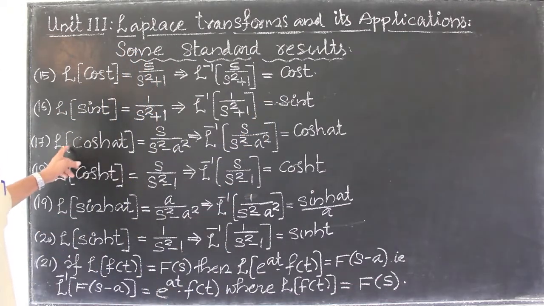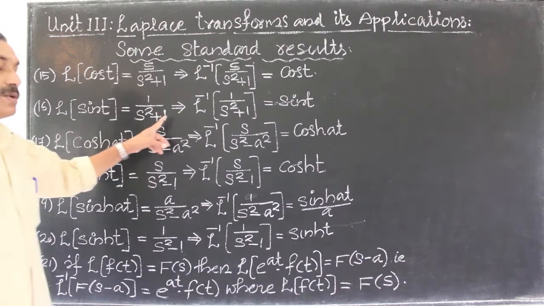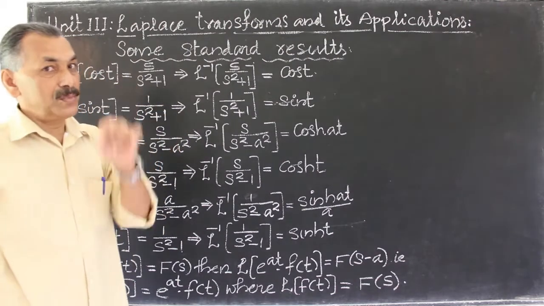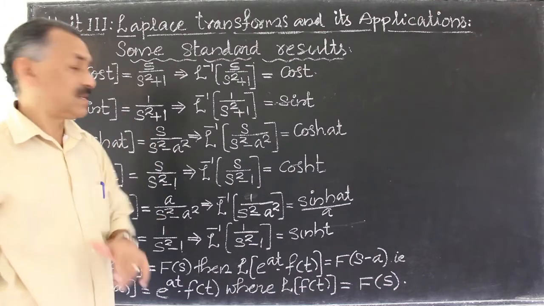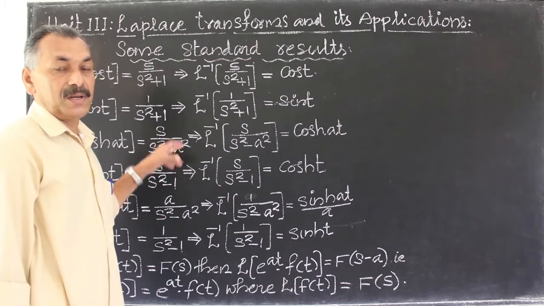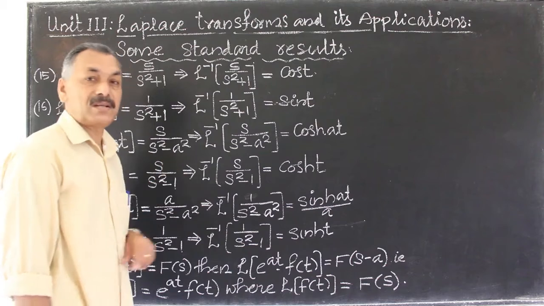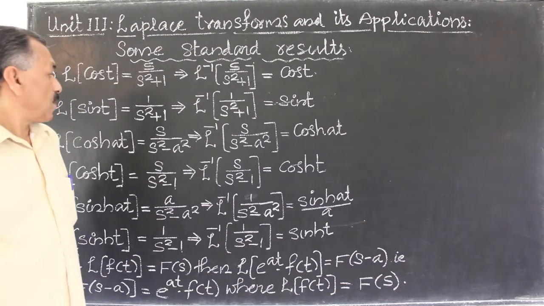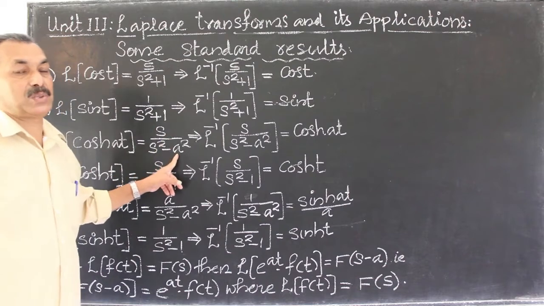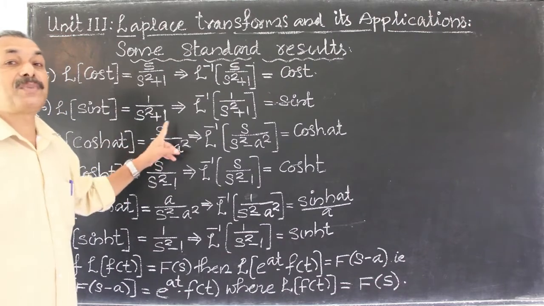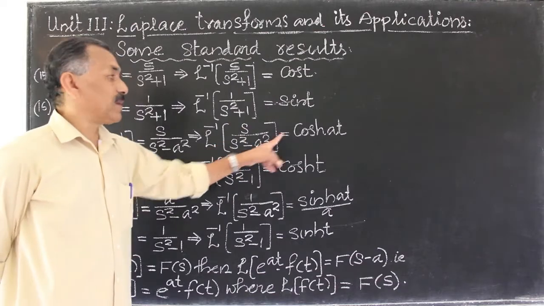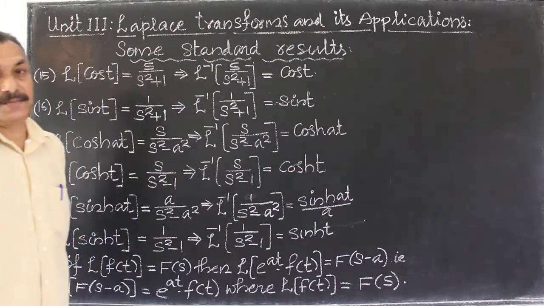Then what is Laplace transform of cosh at? Laplace transform of cosh at is equal to s divided by s square minus a square. In the case of trigonometric functions, that means sin at and cos at, these values are positive. But in the case of hyperbolic functions, the denominator is negative. So cosh at is equal to s divided by s square minus a square. Therefore, L inverse of s divided by s square minus a square is equal to cosh at.